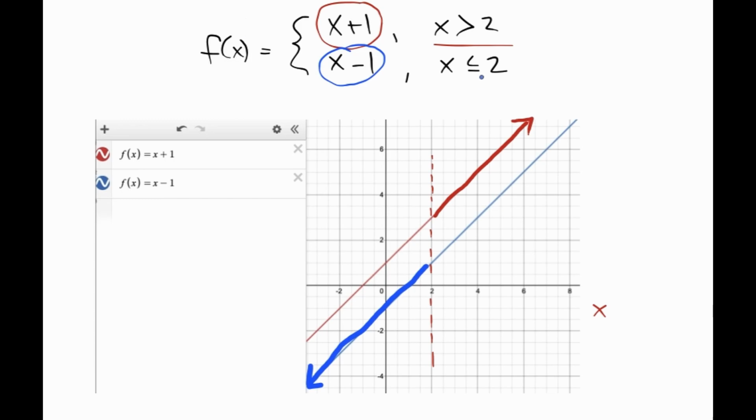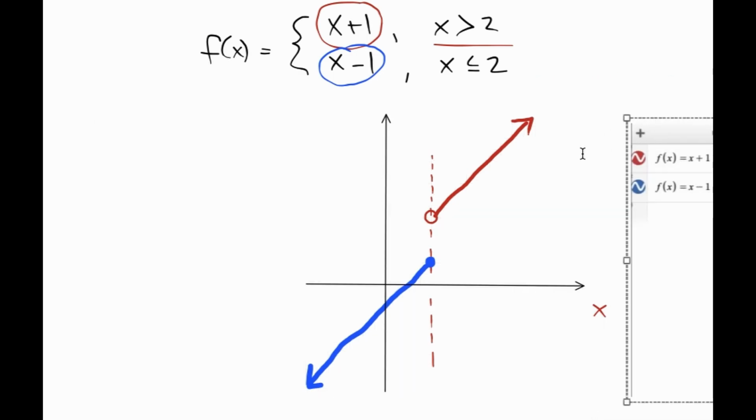Now you have to pay close attention to when there's a line under the inequality. That means that 2 is going to be part of that interval. So we actually want a solid dot here, and we want an open dot here. And that's going to be the graph of our piecewise-defined function. So I can remove the background now. And that's the graph that we're looking for.